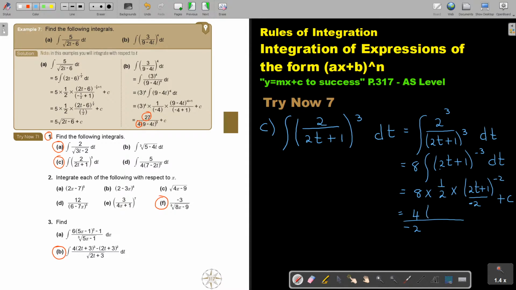And then it was, oh, this was not necessary. 2t, I could have already brought it down. I just wanted to show you that it was negative 2. Bring that down to t plus 1 squared plus c. And that will be your final answer. Okay, let's do number F.